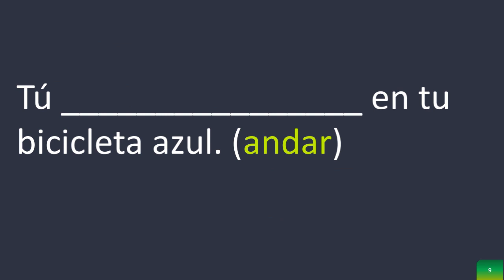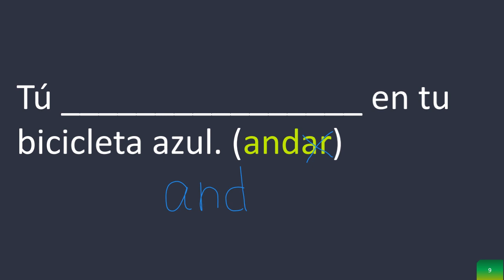Okay, let's try another sentence. Tú blank en tu bicicleta azul. So you ride on your blue bike. And our verb is andar there, which means to ride. We're going to take off the ending. So we're going to take off the AR. That just gives us AND.